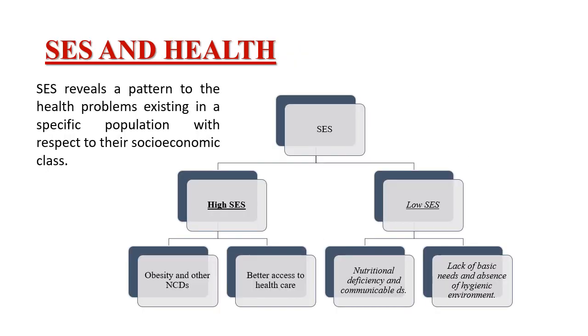Now, what is the relationship of socioeconomic status with health? Different socioeconomic groups have a different pattern of health related issues. For the higher socioeconomic class, there is usually more prevalence of obesity and NCDs. On the other hand, in the low socioeconomic group, there is more prevalence of communicable diseases and malnutrition or nutritional deficiency related diseases. However, access to healthcare services is better in the high socioeconomic status group, while access to health services is poor in low socioeconomic status groups.